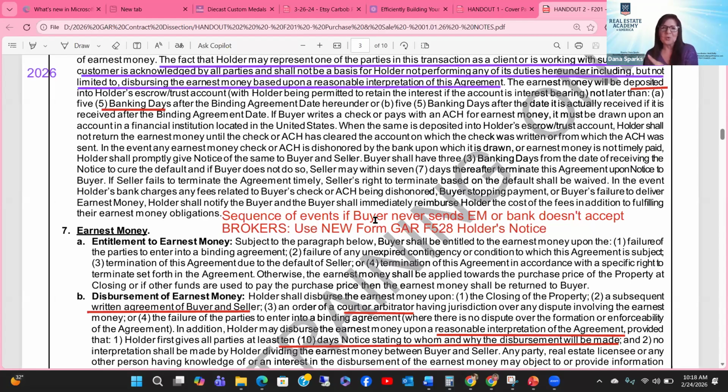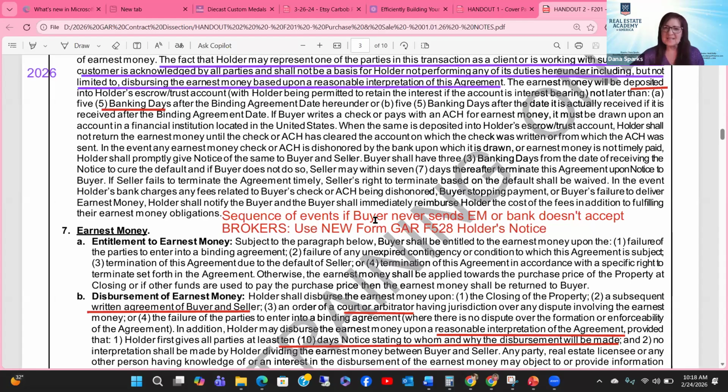You guys have to know who the holder is. That's why I'm saying both of y'all need to check. Did you receive the earnest money? Did you deposit the earnest money? And if not, y'all need to get that holder to do their job and send the notice.